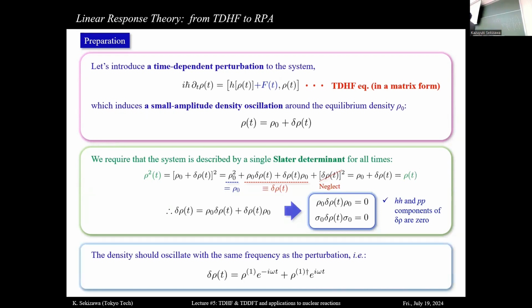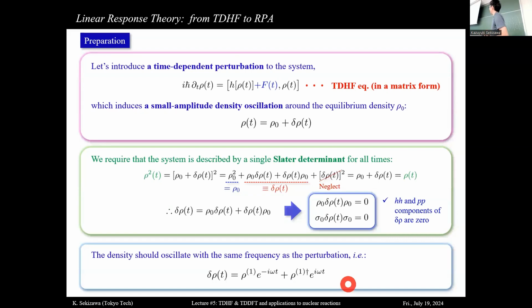Okay. And then we assume that this delta rho t oscillates at the same frequency as the perturbation. So it provides you this kind of form. So rho 1 is some matrix, and it has some time dependence here. So rho 1 is a kind of amplitude, and this e to the power of minus i omega t and plus i omega t provides you some oscillation, the time-dependent part. So this is the form of delta rho.